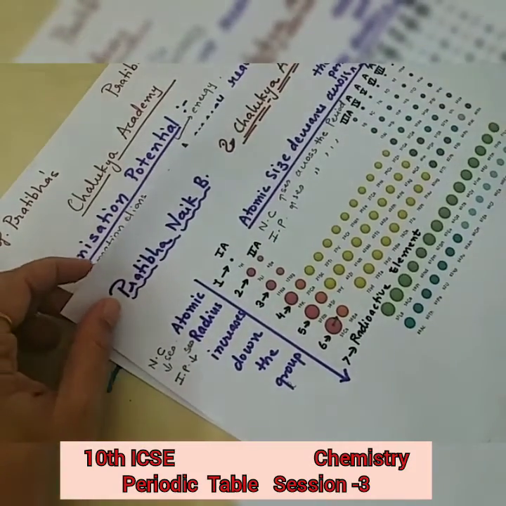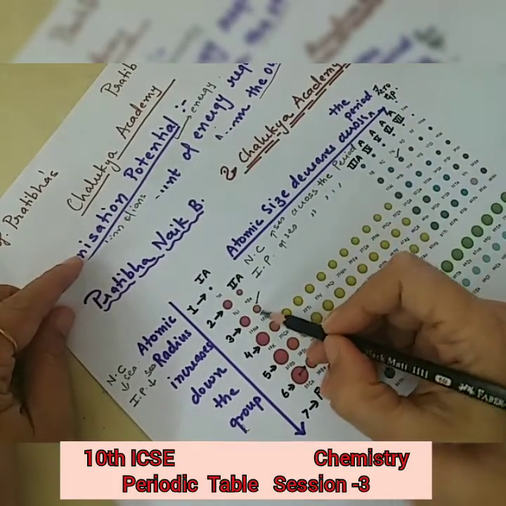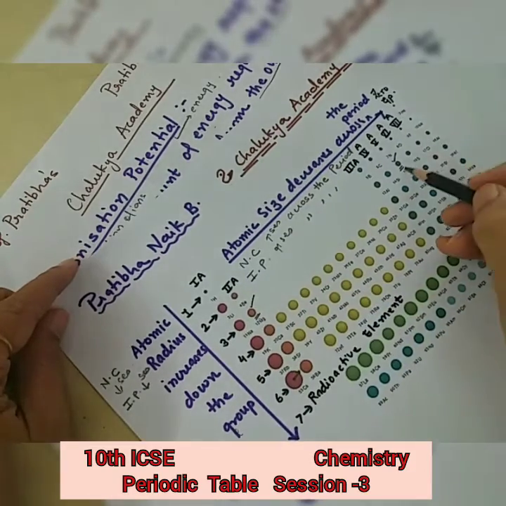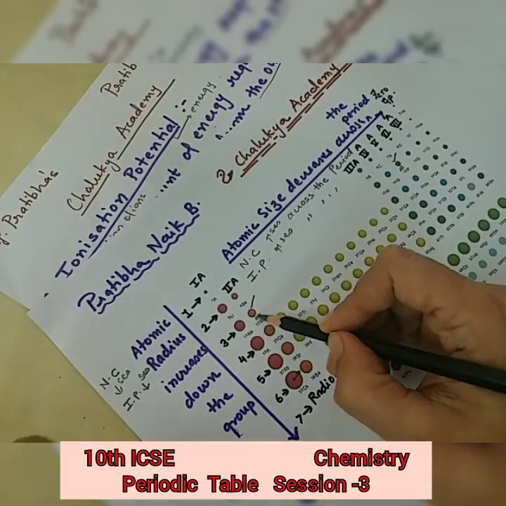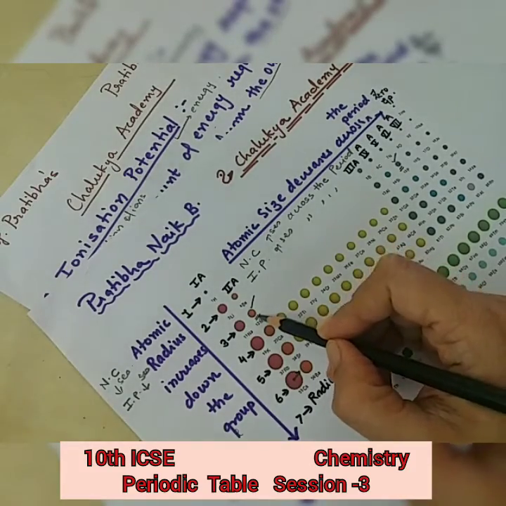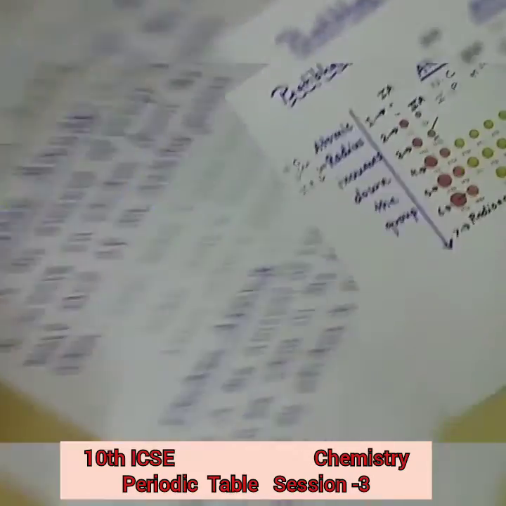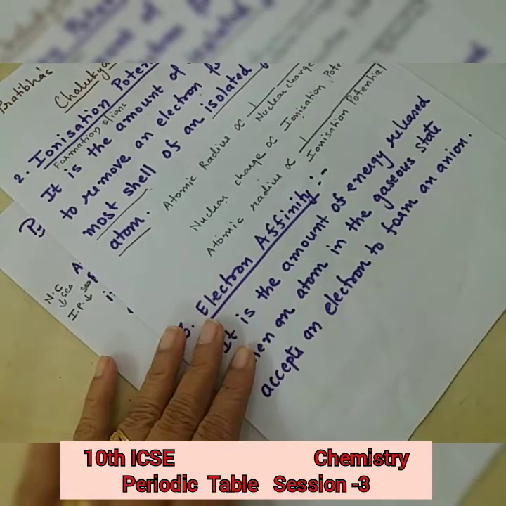So we can see here, if we consider this element and this element, you can compare that the atomic size of magnesium is greater than the atomic size of phosphorus. So the ionization potential of magnesium is lower than that of phosphorus. Okay, so now we will go to the next periodic property, that is electron affinity.